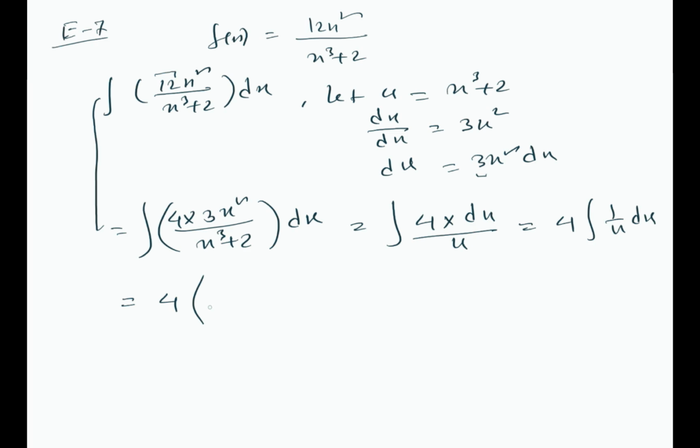The integral of 1 over u, or 1 over x, is actually ln of x, or here we have ln of u, right? Ln of u, then just put a c. So if you substitute the value of u, it would be ln of x to the power 3 plus 2, then we have a c, right? So this is the answer for the question.